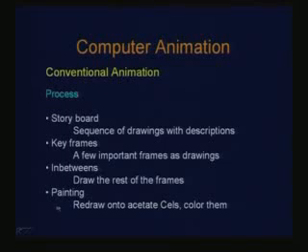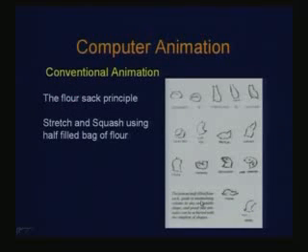Once you have done this, there is a process of painting the entire set of frames you have generated. You are doing a sort of redraw on a film, which could use acetate cells, the film on which we produce the final animation. Now, one of the aspects which is very popular in conventional animation is called stretch and squash.